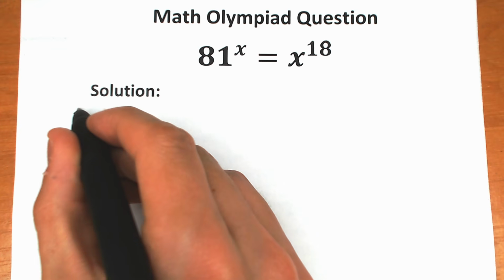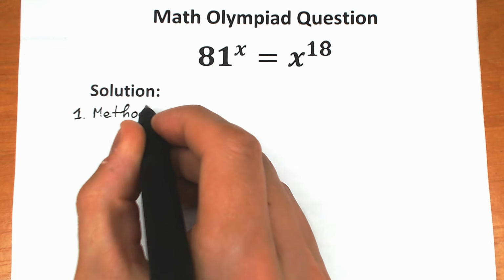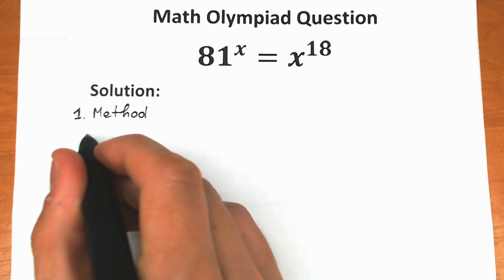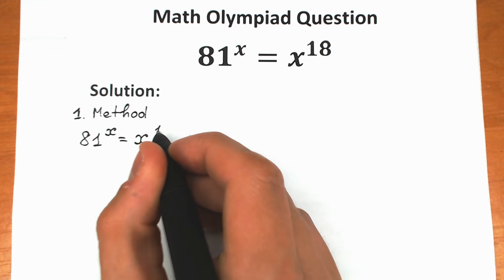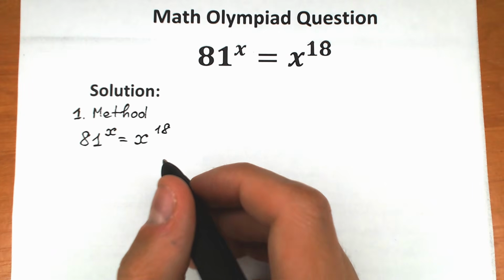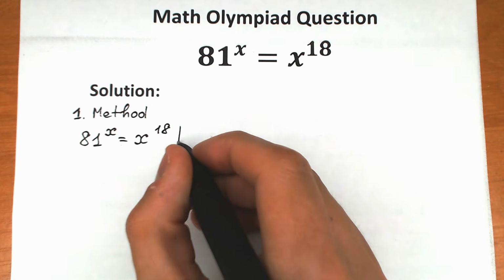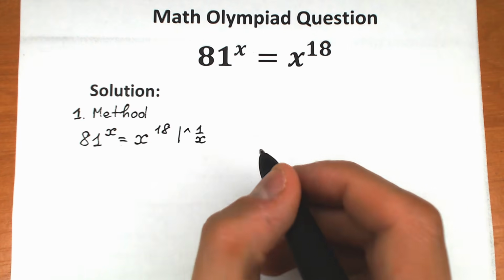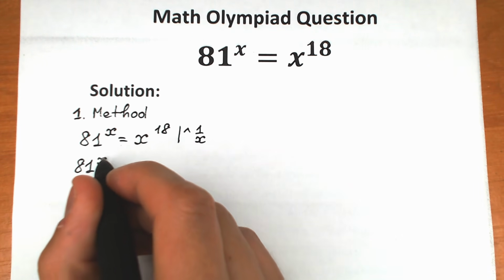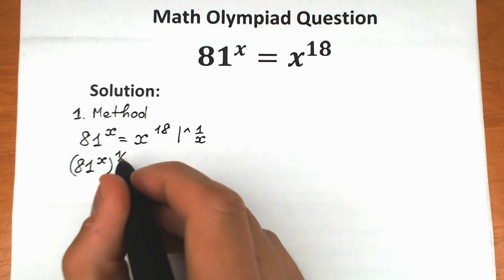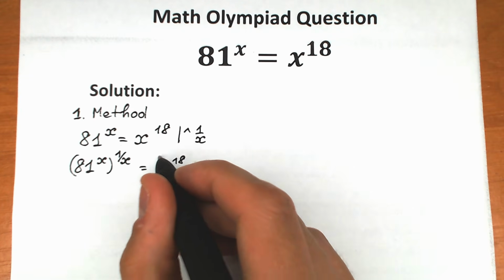Right here we have the first method. Let's rewrite our challenge. We have 81 to the power x equal to x to the power 18. Here is our challenge. First of all, let's raise both sides to the power 1 over x. On the left hand side we have 81 to the power x raised to the power 1 over x, and on the right hand side we have x to the power 18 raised to the power 1 over x.